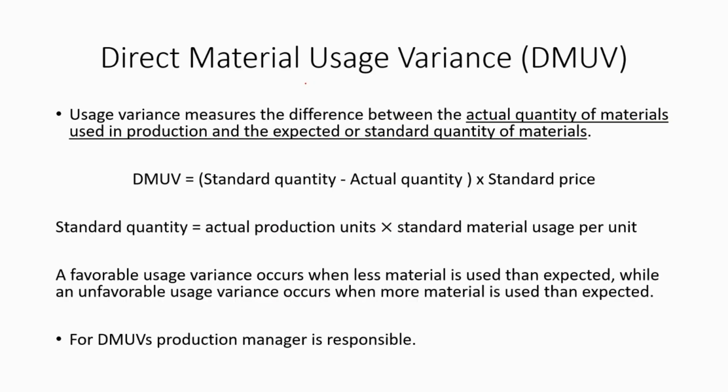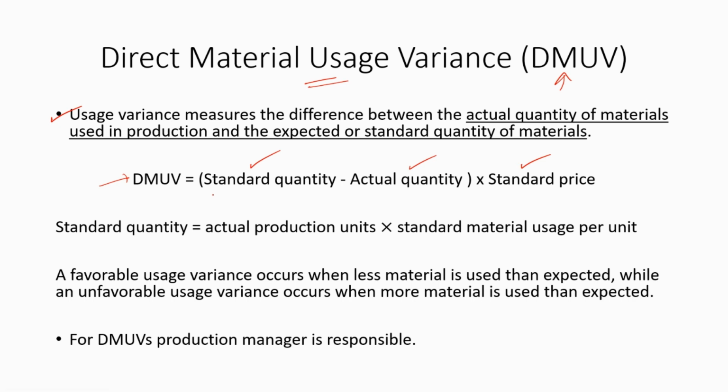Now let's discuss the direct material usage variance. Direct material usage variance is denoted by DMUV. Direct material usage variance measures the difference between the actual quantity of materials used in the production and the expected or standard quantity of materials. We can use this equation to calculate it, which is equal to the difference between standard quantity and the actual quantity multiplied by the standard price. You need to remember these equations in order to calculate the variances. These equations will not be provided in your exam.